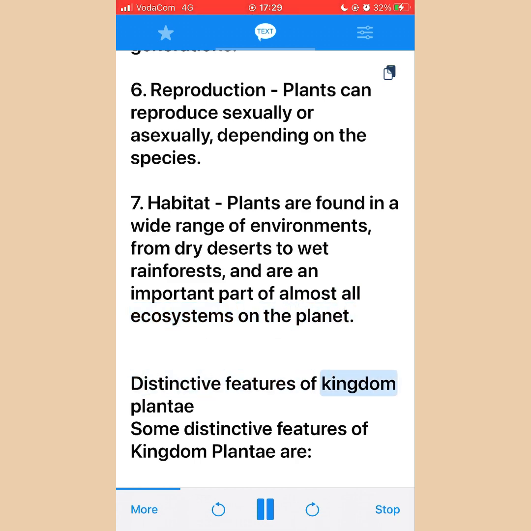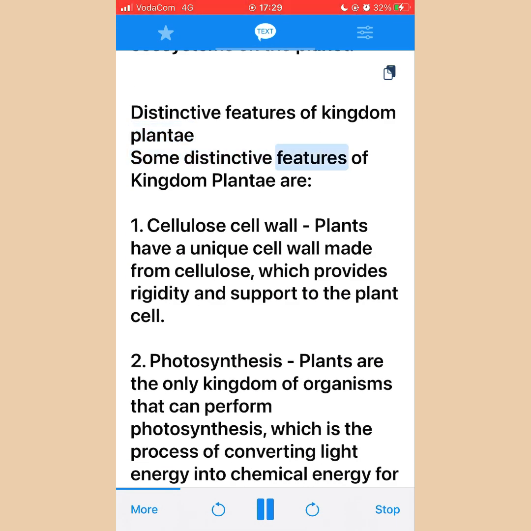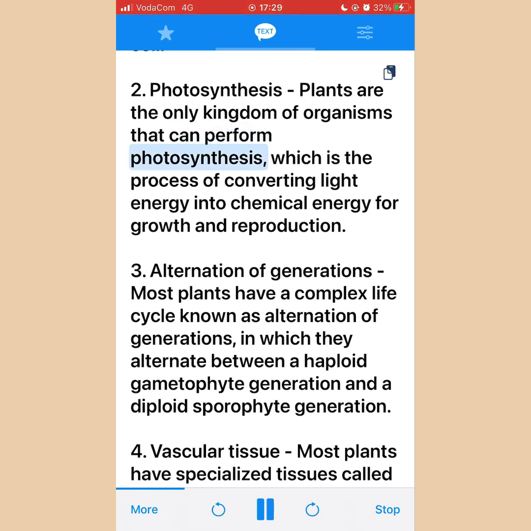Distinctive features of Kingdom Plantae. Some distinctive features of Kingdom Plantae are: 1. Cellulose cell wall. Plants have a unique cell wall made from cellulose, which provides rigidity and support to the plant cell. 2. Photosynthesis. Plants are the only kingdom of organisms that can perform photosynthesis, which is the process of converting light energy into chemical energy for growth and reproduction.